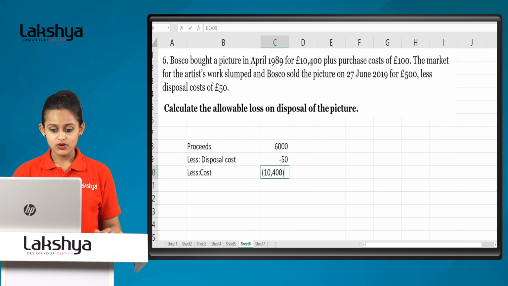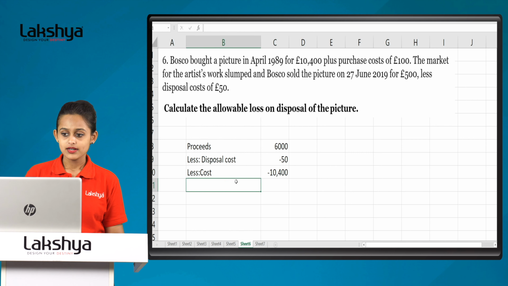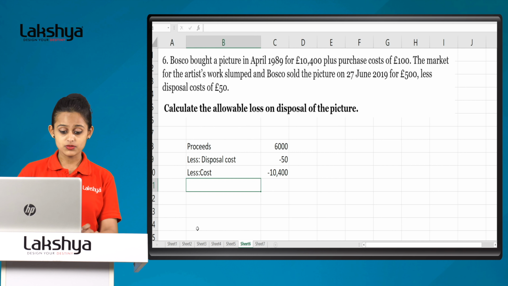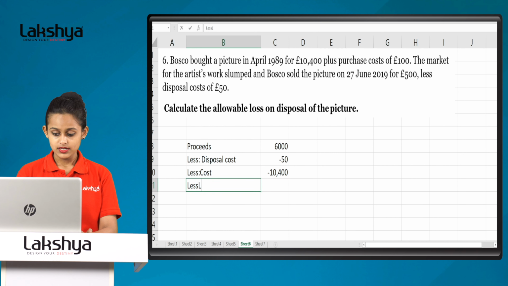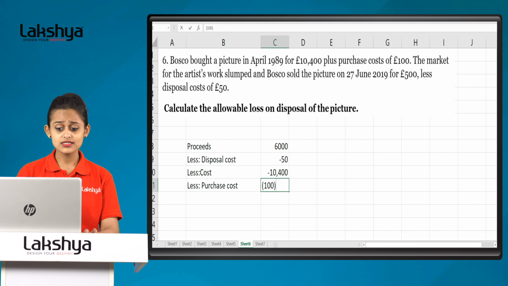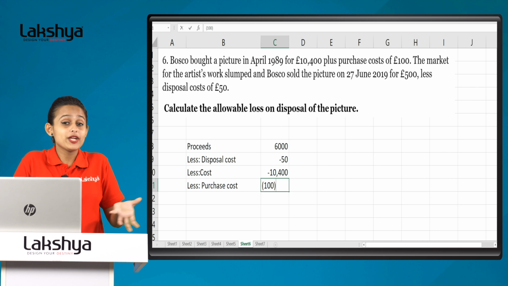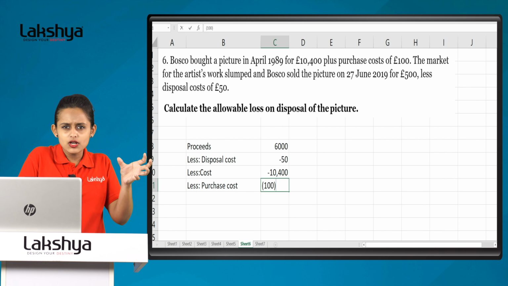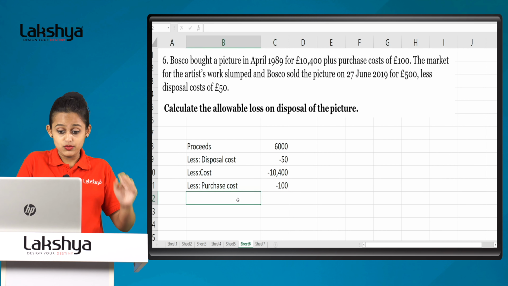10,400, less purchase cost of 500. So purchase cost, I'm going to write less purchase cost. That is any other cost relating to the purchase. Purchase cost is 100. Don't think that is the purchase cost as in the cost we pay to purchase it. No, it is the incidental cost of purchase or incidental cost of acquisition.